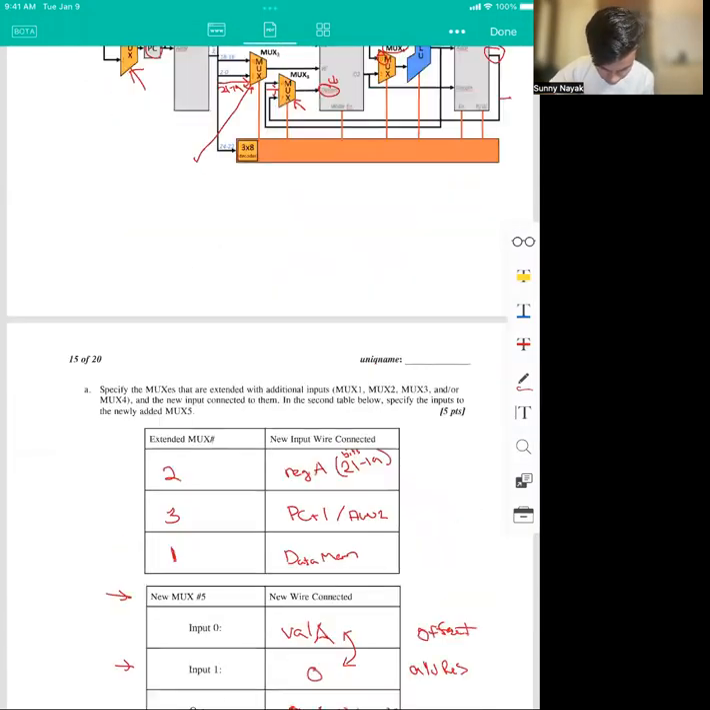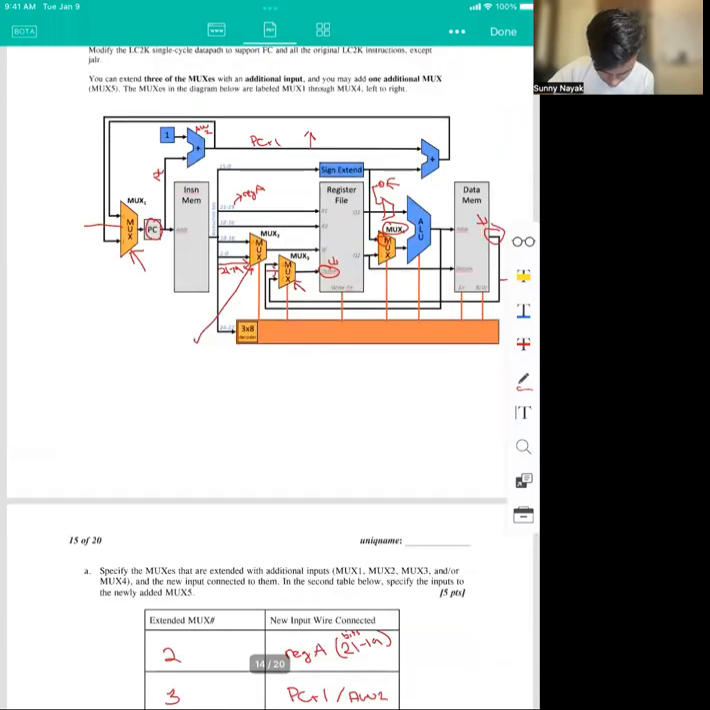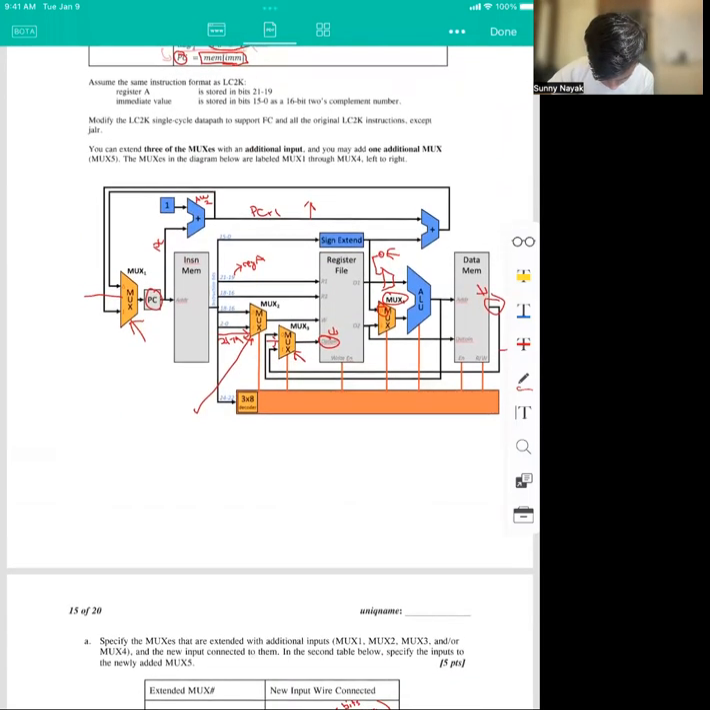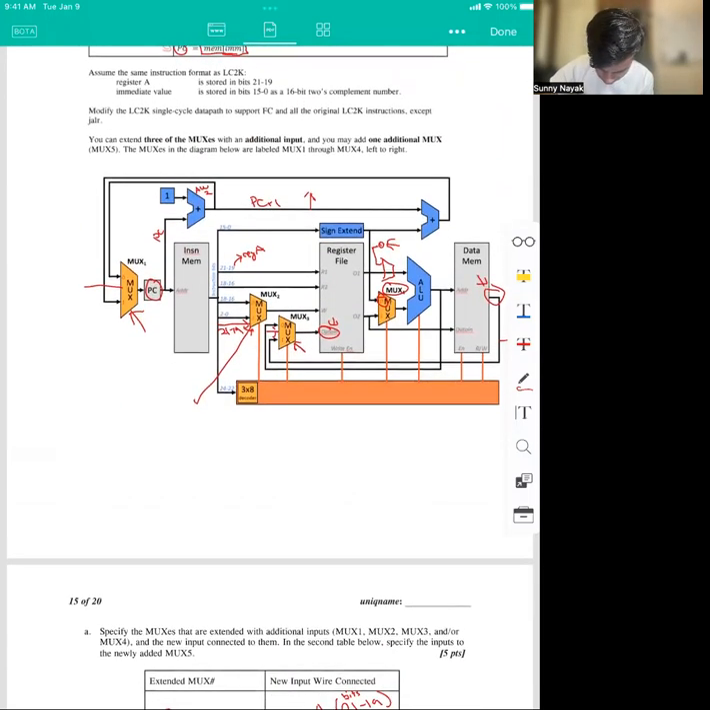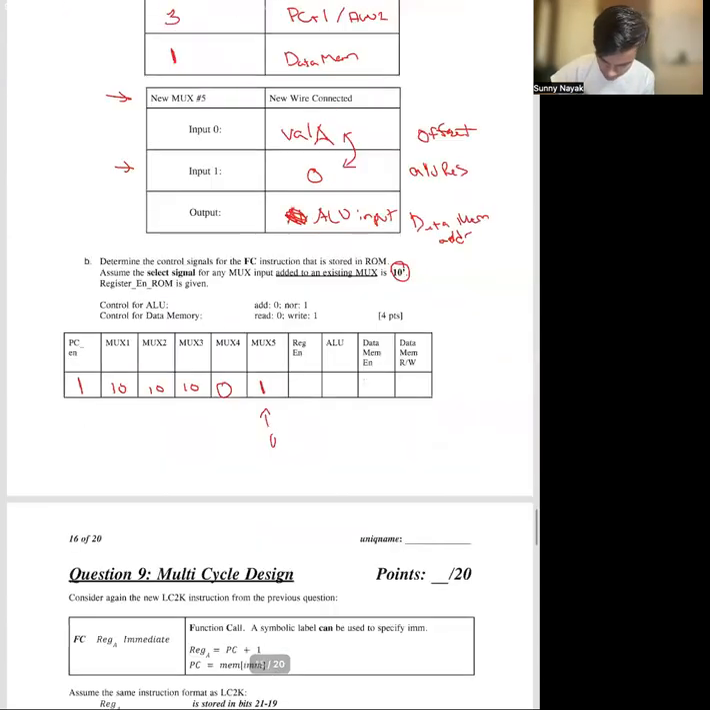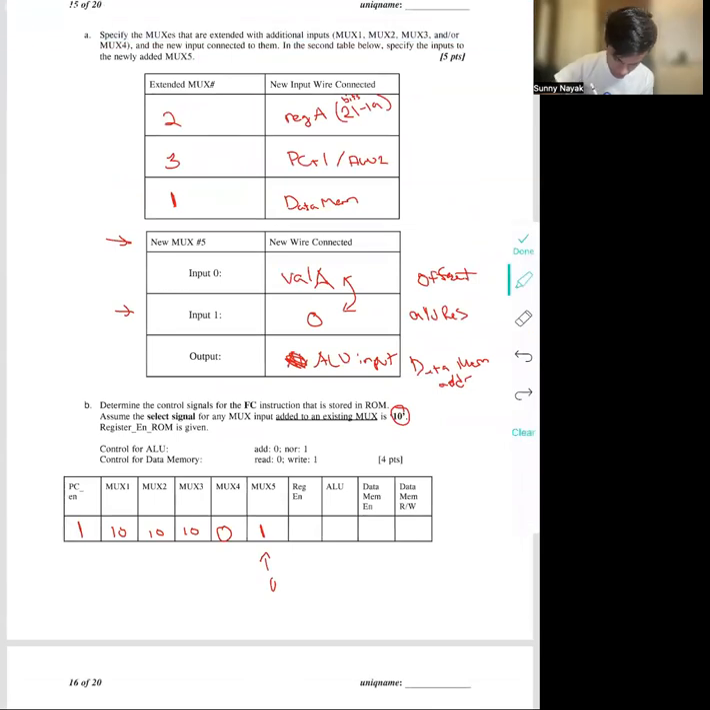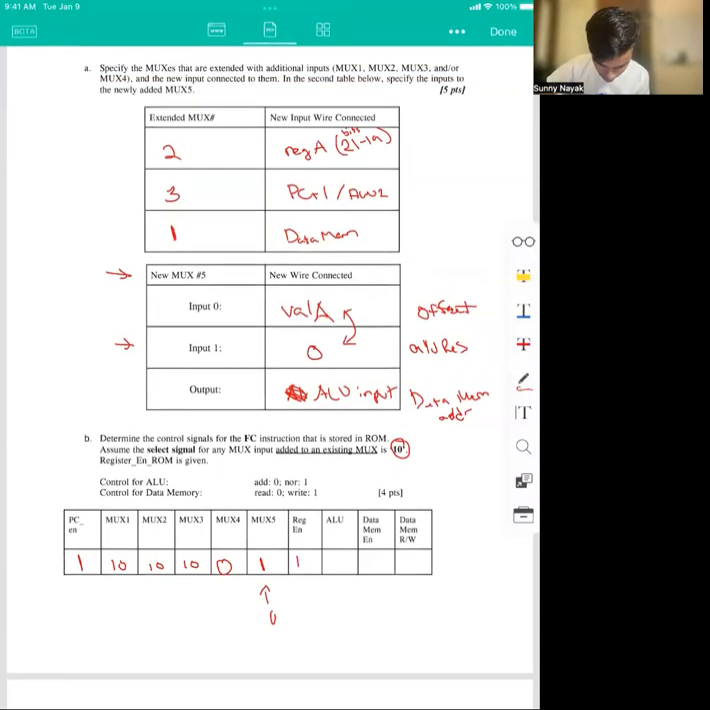Okay, so now we've decided our muxes. Does reg enable need to be true? So reg enable is this write enable bit right here. And because we will be modifying, we're going to want to set reg A to something. We want to set it equal to PC plus 1. This should be enabled because we need to write back to a register.